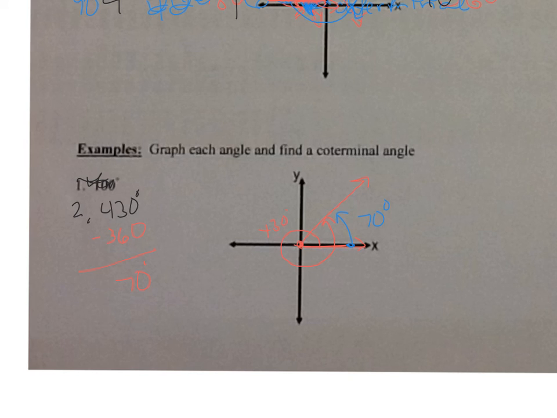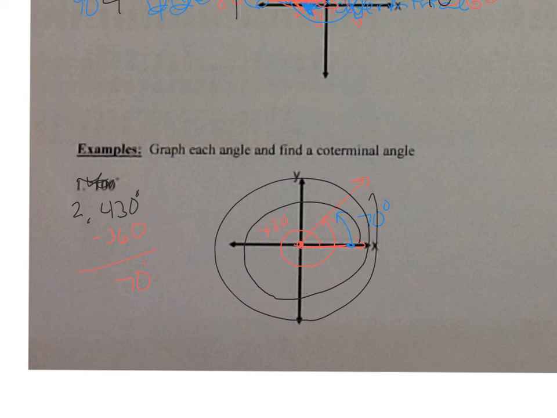It's not the only one. There's many, many more. We could go all the way around like this, keep going, and then stop. So there's many, many ways to get coterminal angles. The easiest way is to just add and subtract 360 degrees to get coterminal angles.